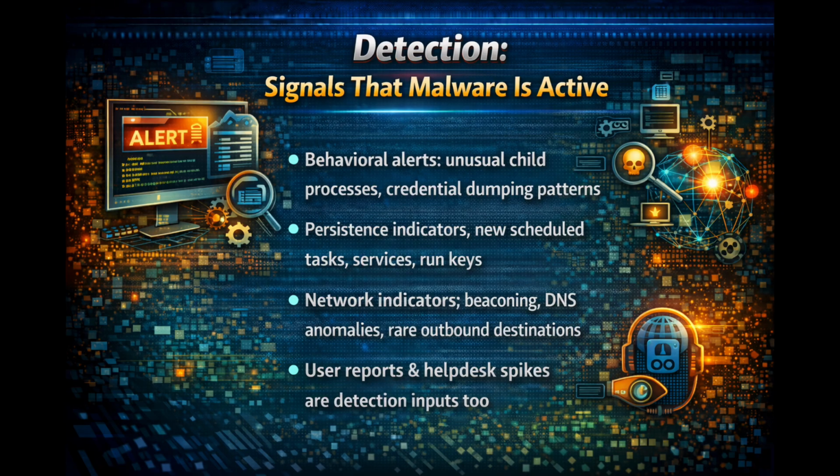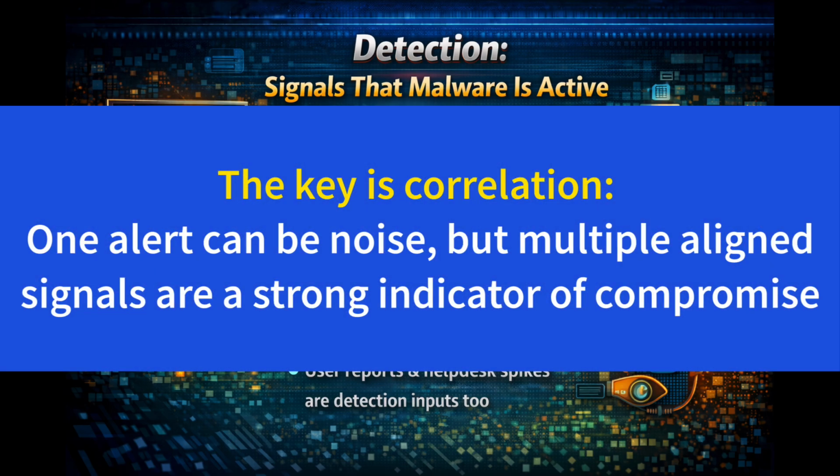Network data matters too. Many infections beacon back to a command server at regular intervals, use unusual DNS patterns, or connect to rare IPs and domains never seen in your environment. And don't forget, people. User reports like "my computer is slow" or "I got a strange MFA prompt" can be early warning. Treat help desk trends as security telemetry. The key is correlation. One alert can be noise, but multiple aligned signals are a strong indicator of compromise.